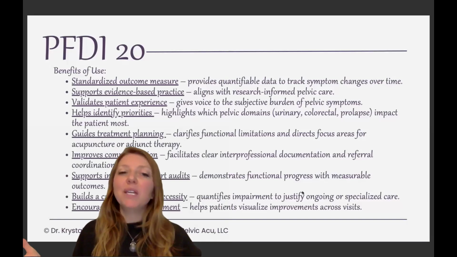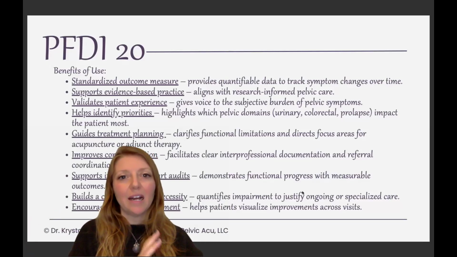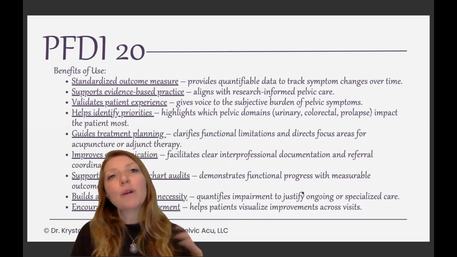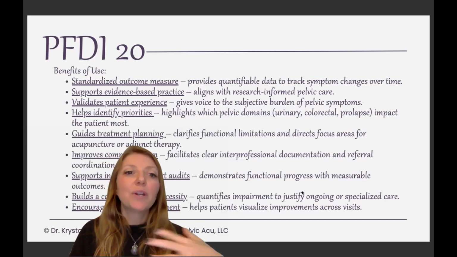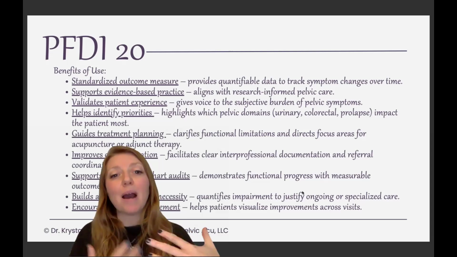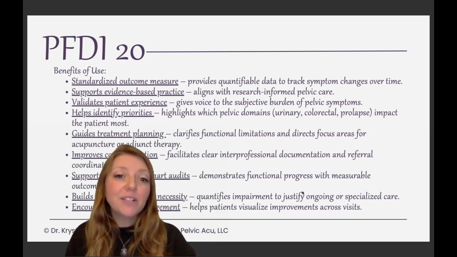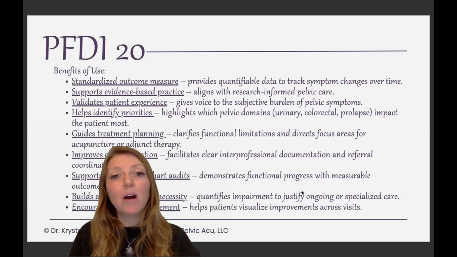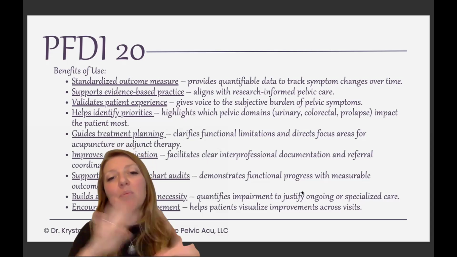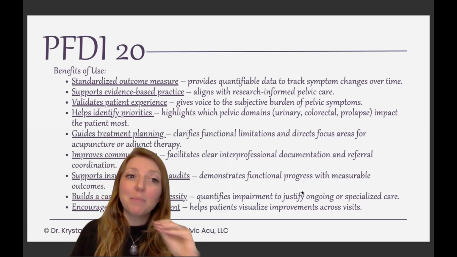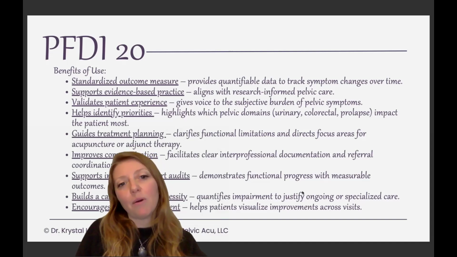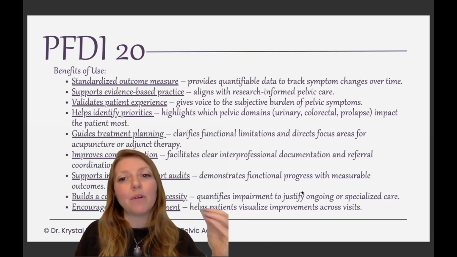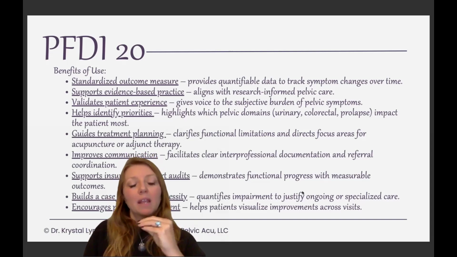Now, of course, we're not going to be using just an outcome measure, right? We're going to take our formal history. We're going to use our outcome measure, maybe one or two outcome measures. We're going to use our palpation skills. We're going to use our pulse and our tongue to come up with a treatment plan. But the PFDI 20 or any other outcome measure can help us with our treatment planning.